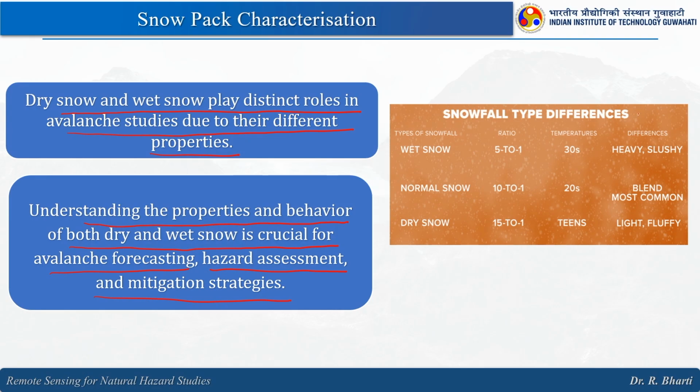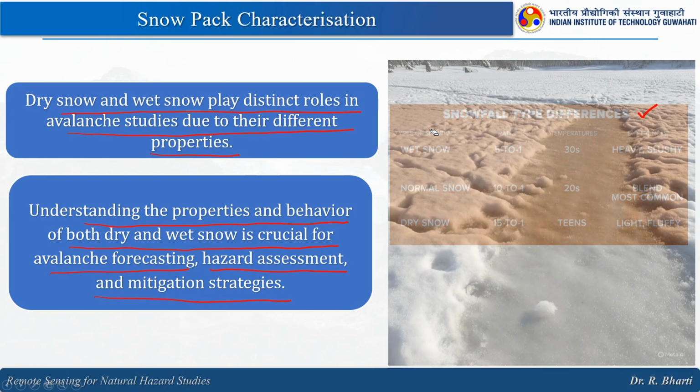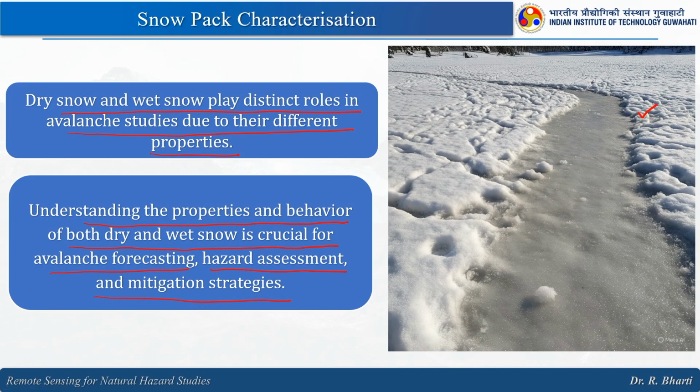Here you can see the different types of snowfall. Here you have wet snow, normal snow and dry snow, right. And I have one example of wet and dry snow. Here you can see this is the wet snow and the top layer is basically your dry snow.